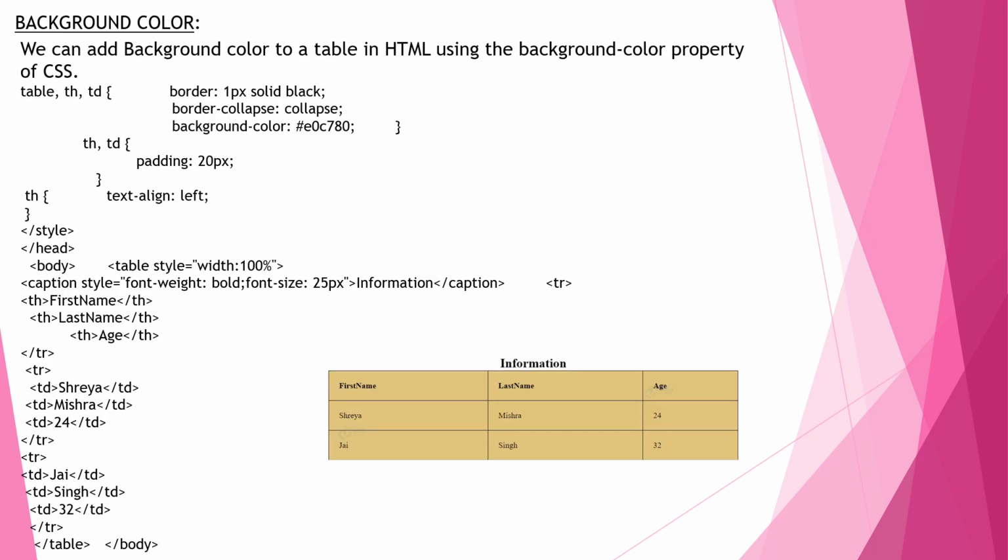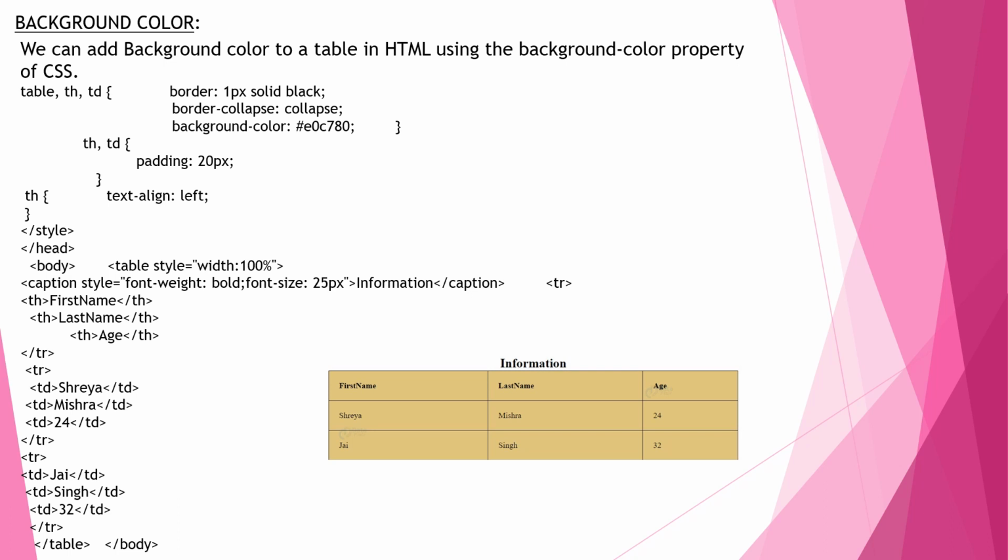Background color. We can add background color to an HTML table using the CSS property called background color. The corresponding code includes first the table, TH and TD. Then you'll open it and set the border collapse and border color. Here the border color is specified. Then you'll close that.